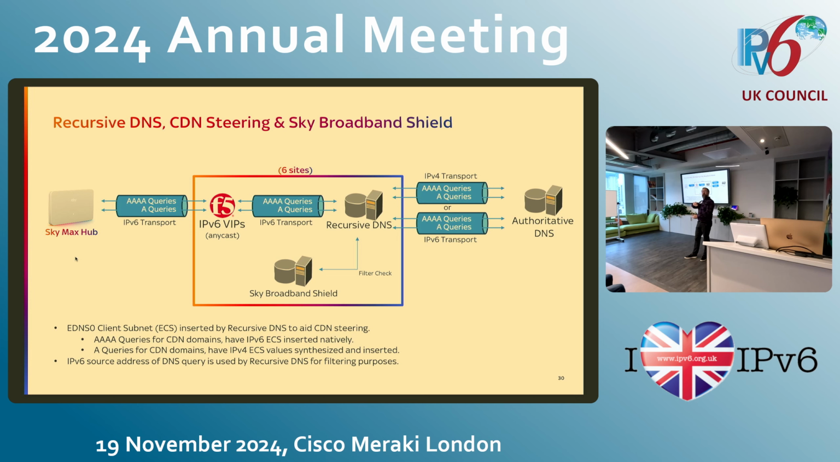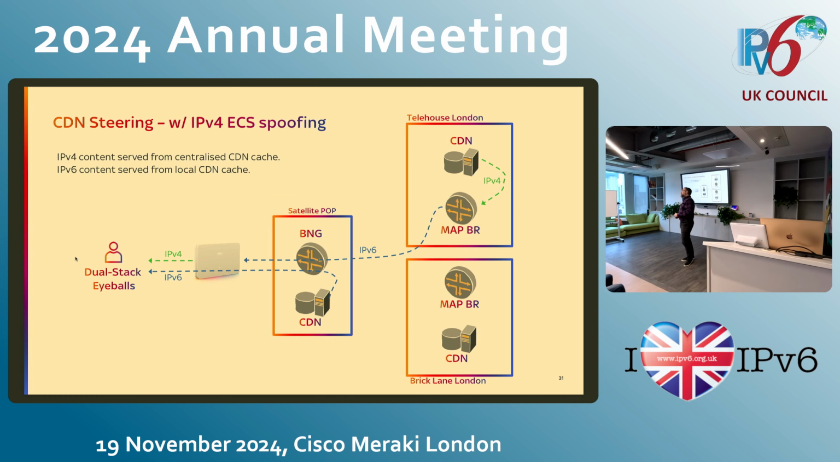It will check: is the query type for a AAAA? It'll insert the IPv6 ECS value like normal. If it's for an A record query, then it will do an internal lookup to work out the MAP-T IPv4 address that customer is using, and it will synthesize and insert a v4 ECS value instead. So now, the happy path: we can steer v6 clients to the local CDN cache, but we can make a different decision and steer the v4 clients to a centralized CDN instead to avoid tromboning up and down.